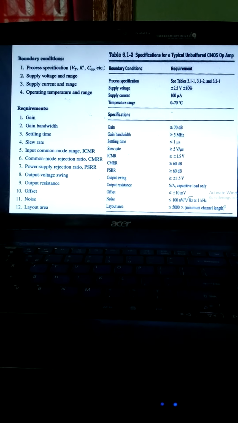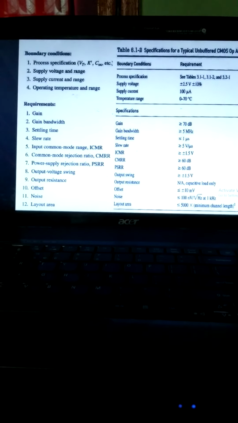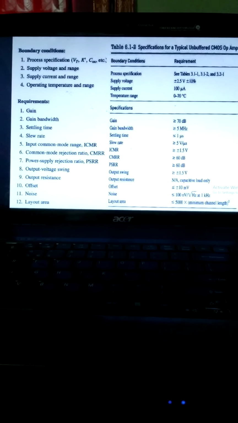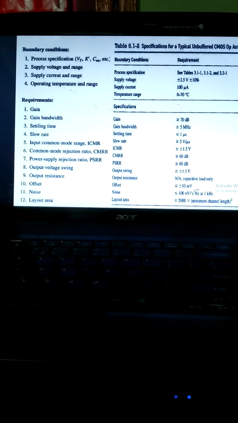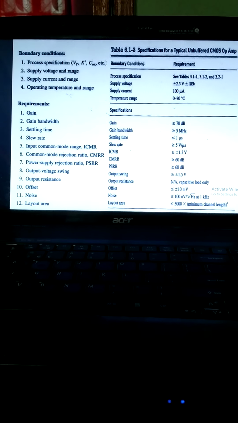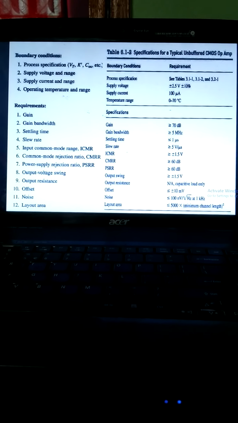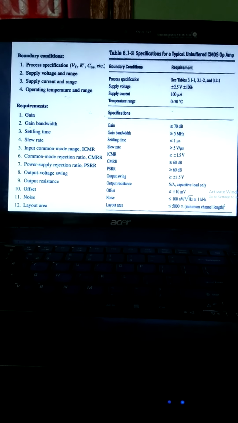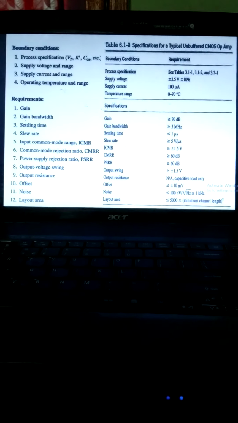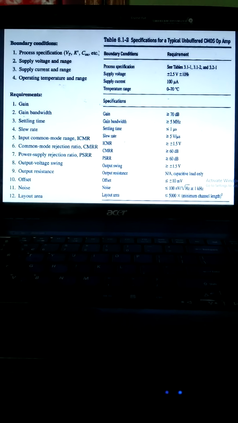Now there are different types of noise: additive white Gaussian noise, power spectral noise, and so on. But here we measure only the effective noise created due to the design of the op amp. And the next one is layout area. So these are the boundary conditions and requirements needed for the design.